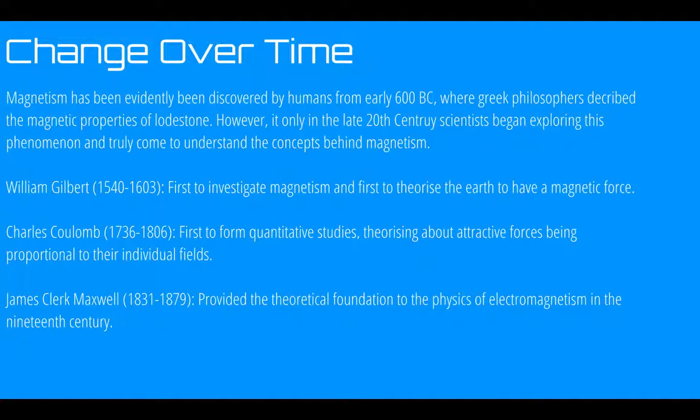Frenchman Charles Coulomb established the inverse square law of force, which states that the attractive force between two magnetized objects is directly proportional to the product of their individual fields. Soon after, James Clerk Maxwell provided the theoretical foundation to the physics of electromagnetism in the 19th century by showing that electricity and magnetism represented different aspects of the same fundamental force field.